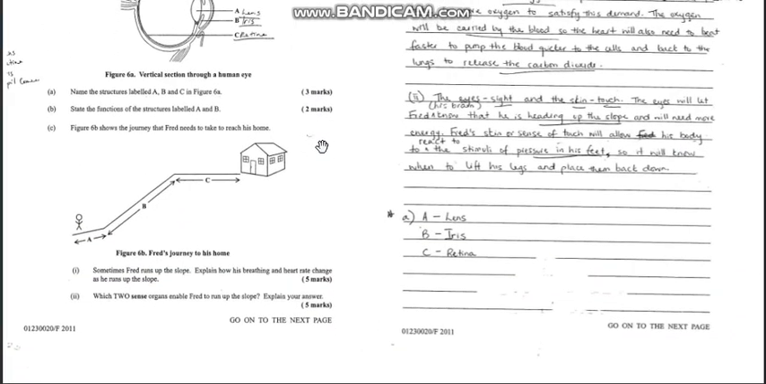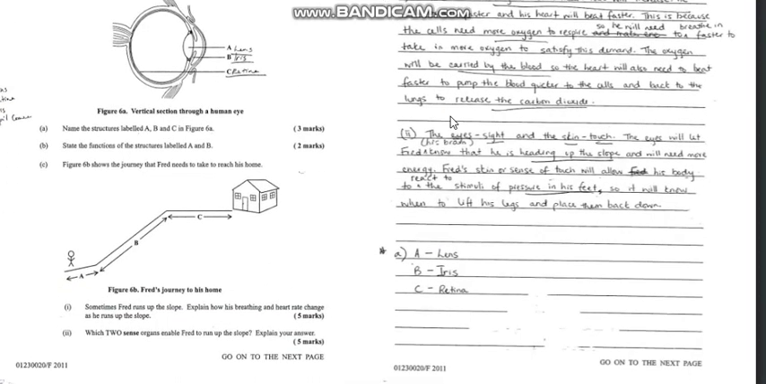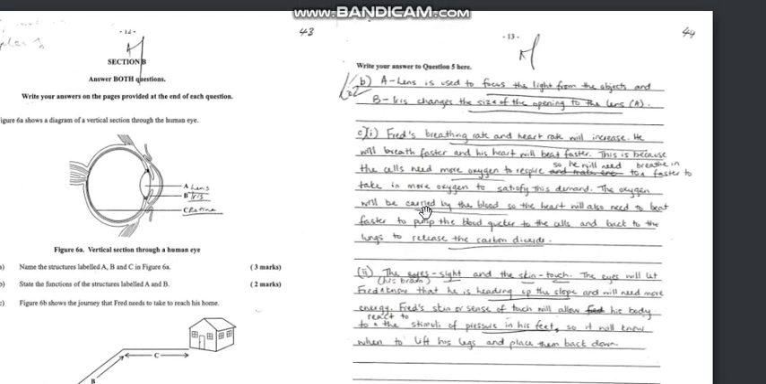Right here, as you guys can see, we have a diagram of Fred's journey to his home. It says sometimes Fred runs up the slope. Explain how the breathing and the heart rate change as he runs up the slope. As you guys can see, we have a steep slope there. You run up the slope and then we have the flat. I'm gonna explain that real fast.